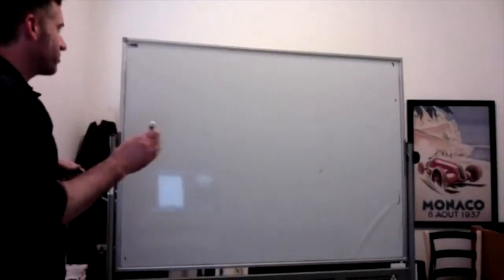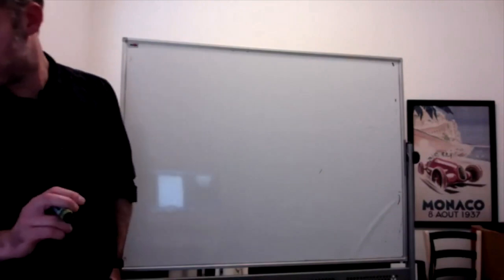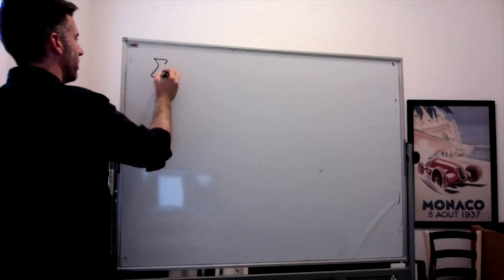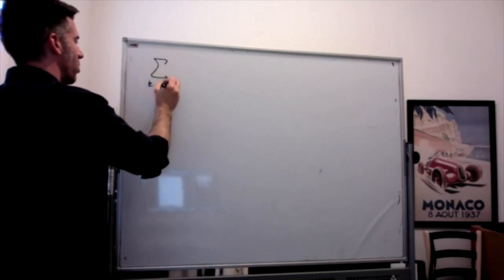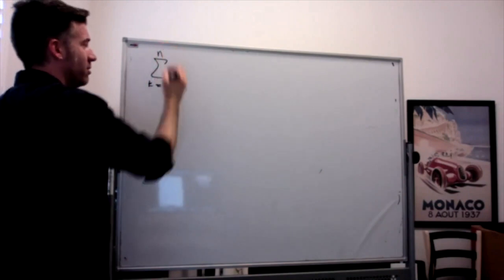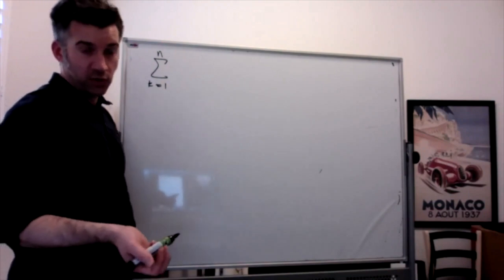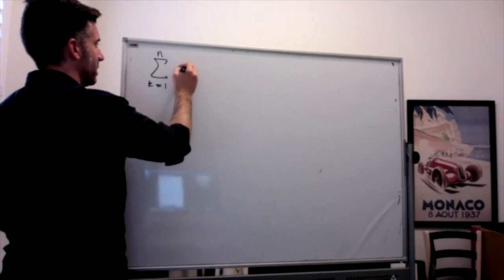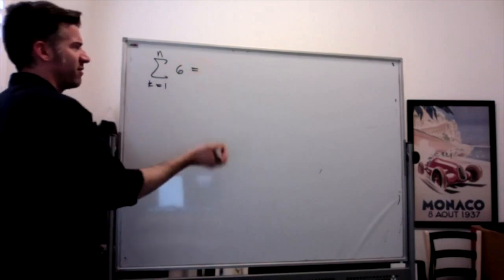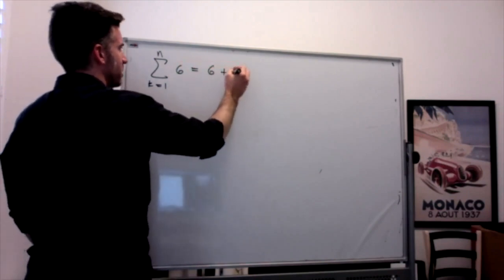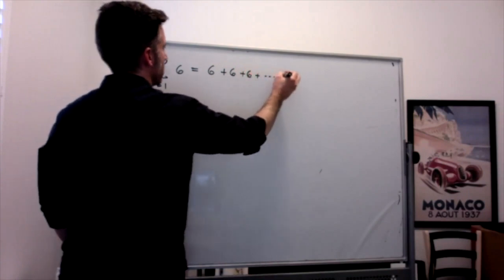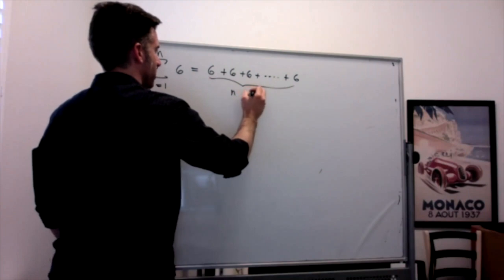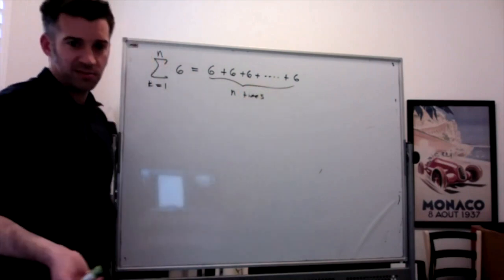So, let's talk about them. The first one is not too bad. If I want to find the sum from, say, k equals 1 to n, right? So n could be any natural number of a constant, say like 6. Well, that just means I've got 6 plus 6 plus 6 plus 6, n times. Well, that's just 6 times n.